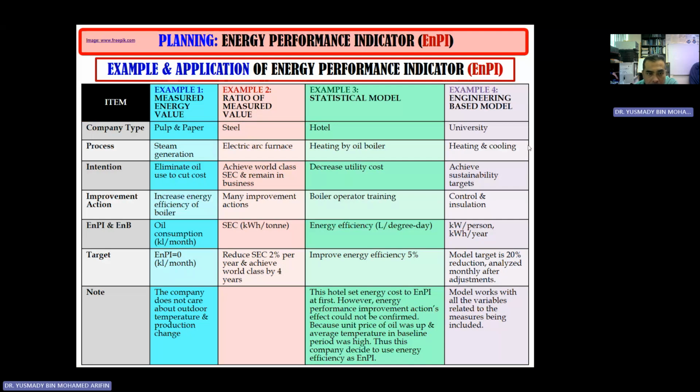Okay, so you can read by yourself. No need to explain. The table clearly states what I call the company type, processes, intention, improvement, action, ENPI, and also ENB. Also the target for each example.